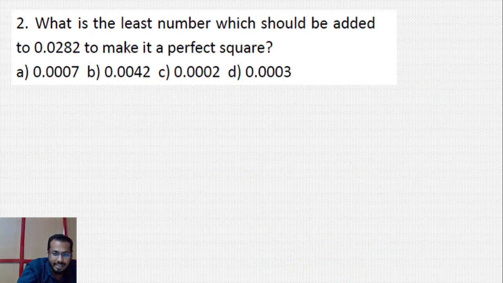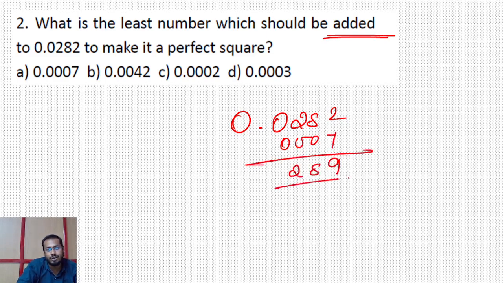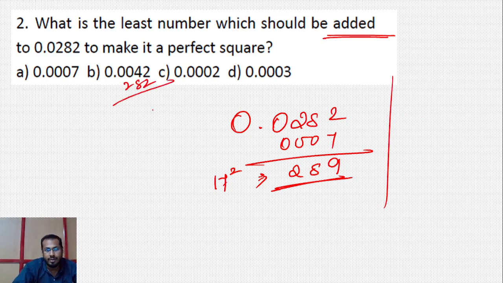Same kind of question, one more question. What is the least number which should be added to 0.0282 to make it a perfect square? So 289, what is that? This is nothing but 17 square. If you add any other numbers, check whether we get a perfect square or not.